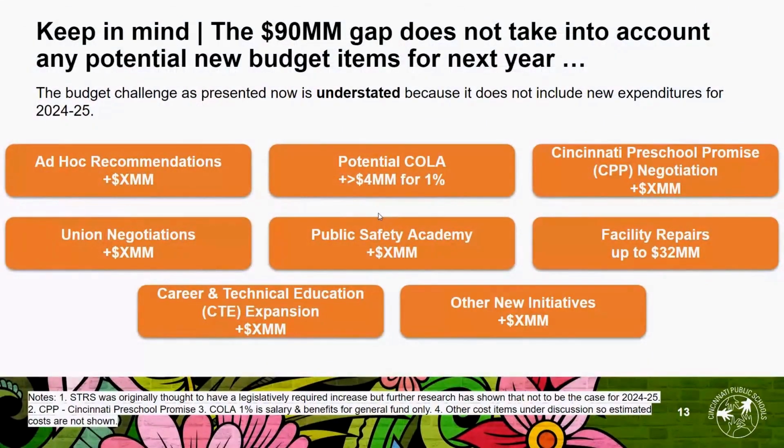On that Esther Cliff sheet that Rob pulled up for us, you saw that there was a section at the top which didn't have cost in it. That relates to a lot of the things on this slide, which are potential new expenditures. So let's walk through a few of these.